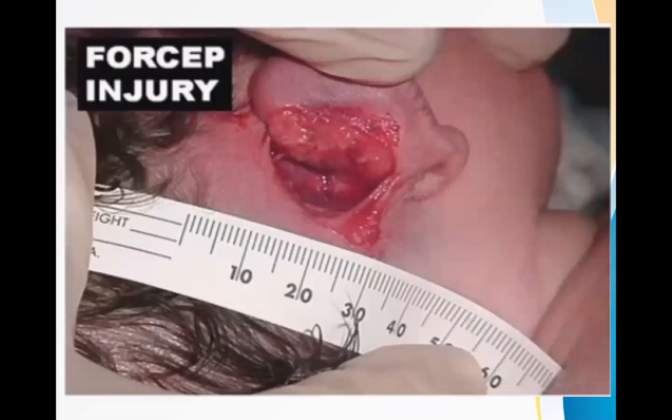Look at this picture. This is another picture of forceps injury to a newborn baby. Behind the ear, there is a bad type of injury which is caused by the forceps.